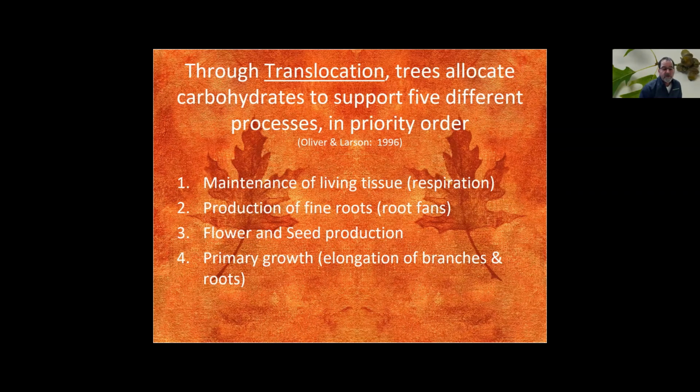Trees are no different than any other organism. They want to grow and they want to reproduce. So if there's any carbohydrates left over after these three, it goes into primary growth. Primary growth is the elongation of branches and roots. A tree is essentially saying, okay, I've taken care of 1, 2, and 3. We can now afford to go out and find a new piece of sky and a new piece of earth. We can expand that primary growth on the tips.